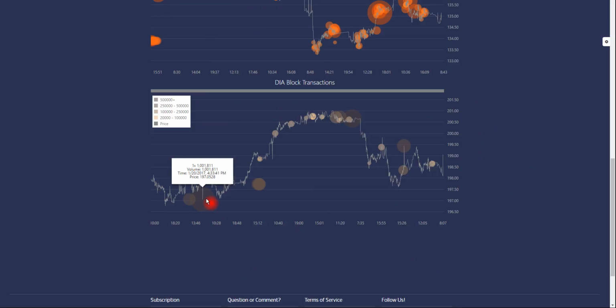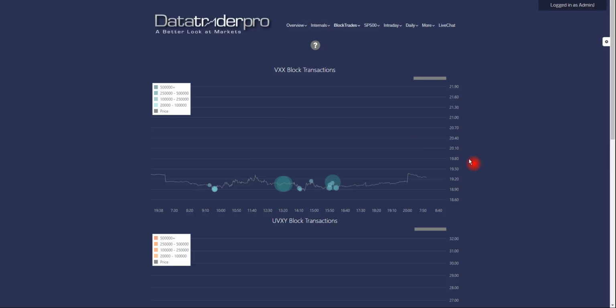So anything can happen right here. We're stuck in a tight area, and if you look at other things, volatility space, we'll look at that actually now.